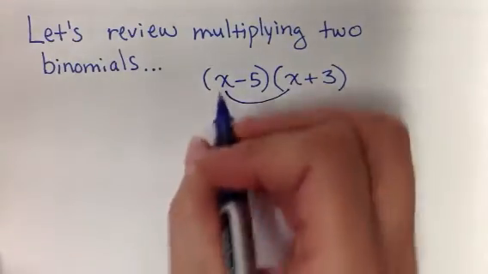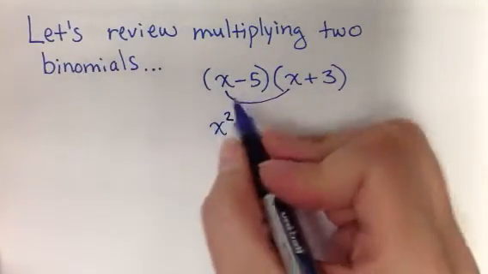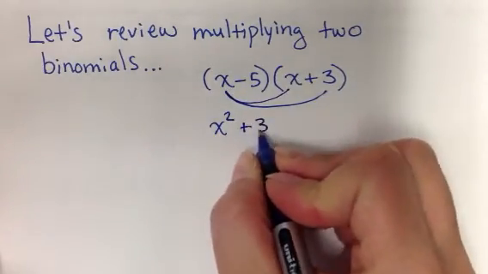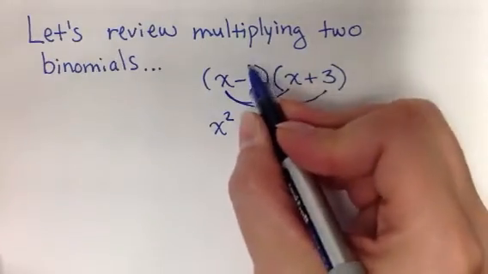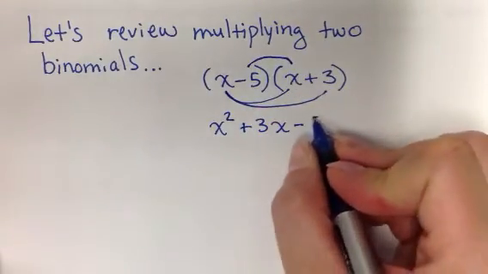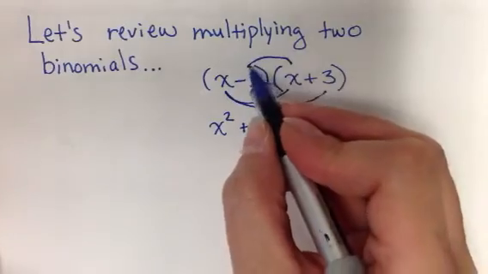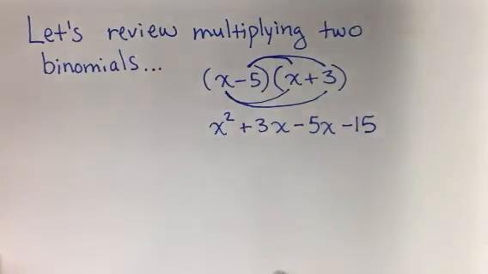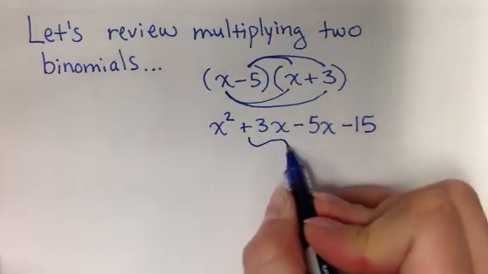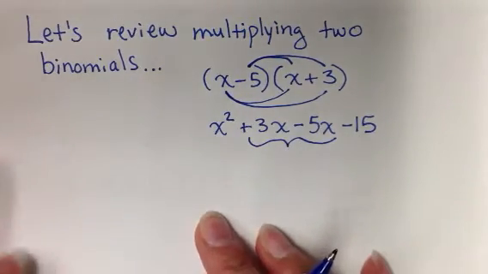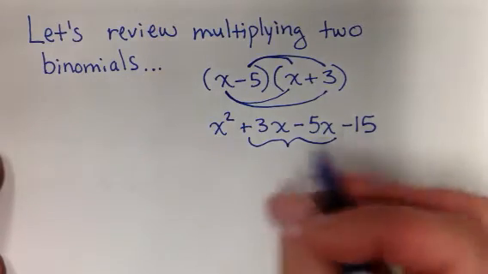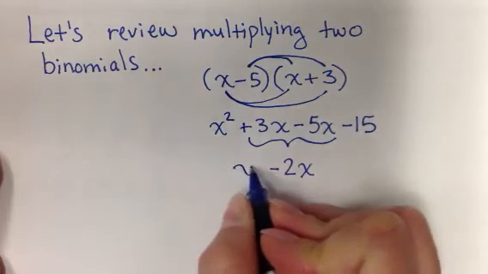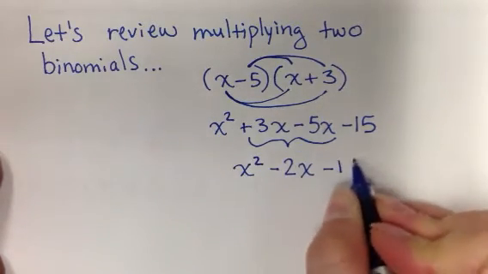First times first here, that's x squared. Multiply it by the outer, that's positive 3x. Take your second term, do the inners, negative 5x, and then the last, negative 5 times 3, negative 15. Now remember, the middle term should be able to be combined. So 3x and negative 5x is negative 2x. This is not going to be combined with anything, neither is the negative 15.